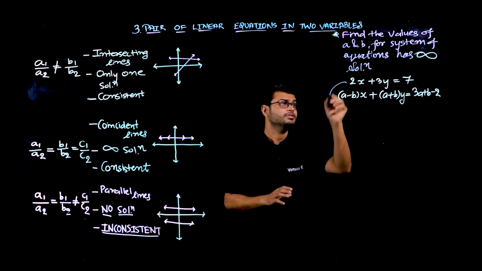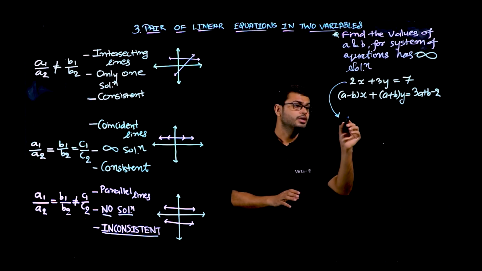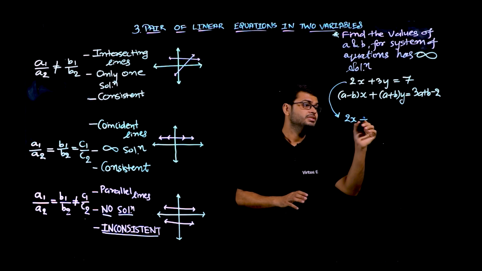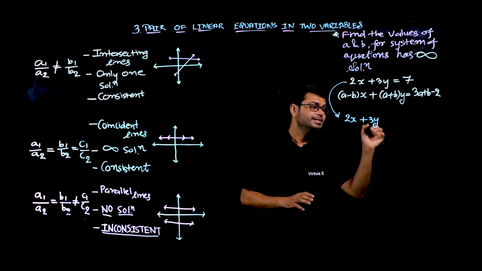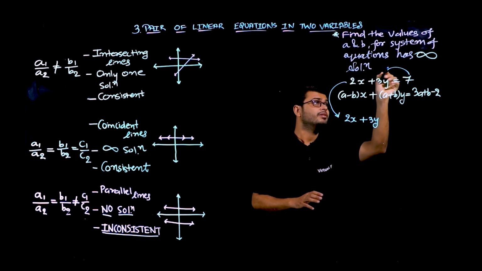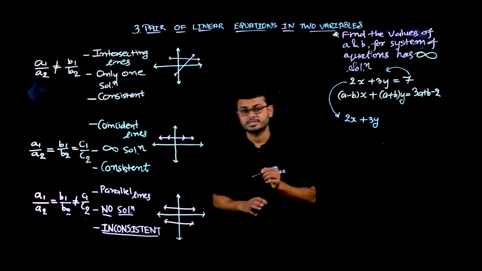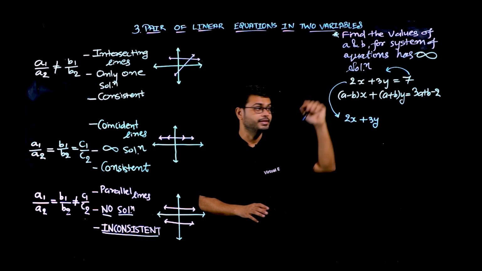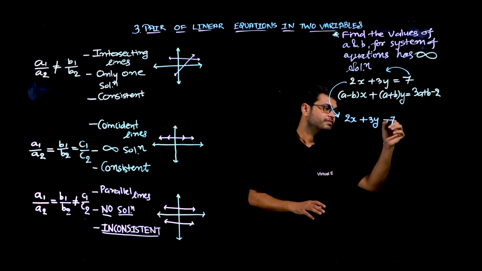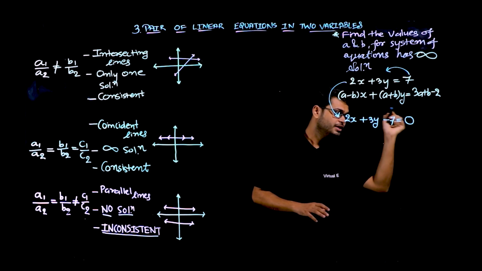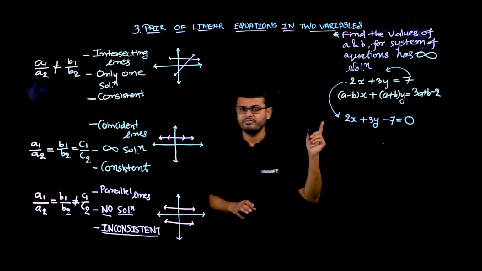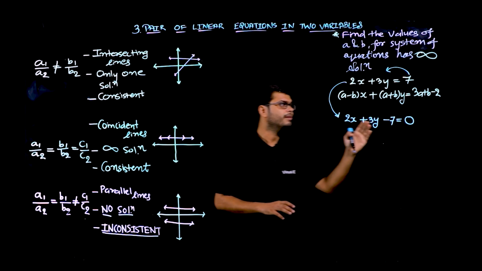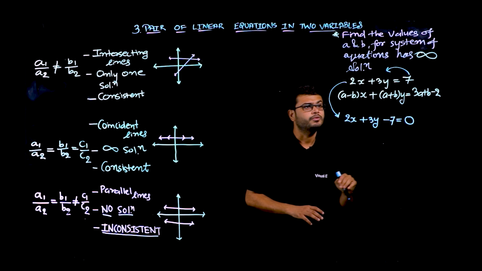So I am taking the first equation, which is 2x as it is plus 3y as it is, and I will be shifting this 7 over this side. So this plus 7 will become negative. So minus 7 is equal to 0. RHS 0 means standard form. Now same I am going to do with the second equation.